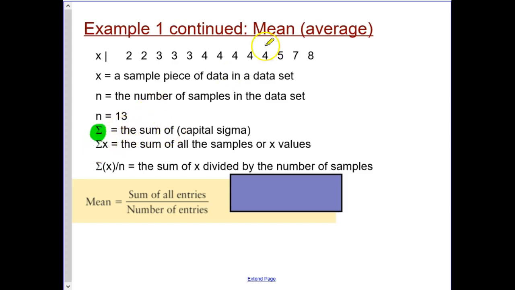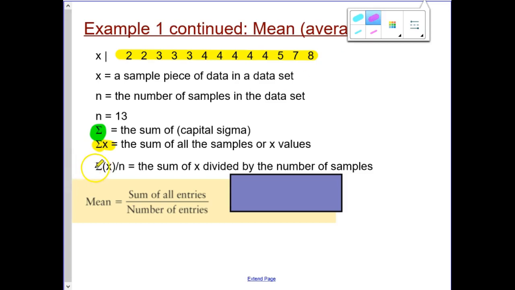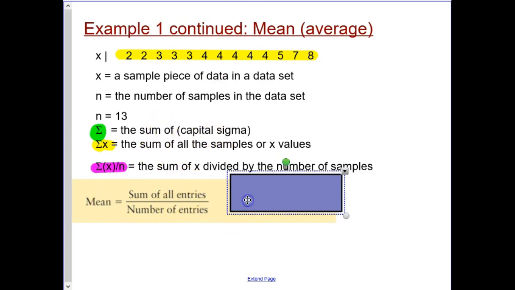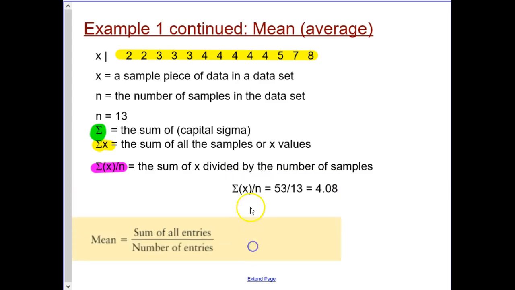So when you say the sum of x, what we're really talking about is take all these x values and add them up. So take all these x values right there and add them up. Then this final spot here says take all those values, add it up, and divide it by the number of entries. And that's what I'm trying to show you right down there. So when we do that, we did that last time. The sum of x is 53 when you add up these values here.